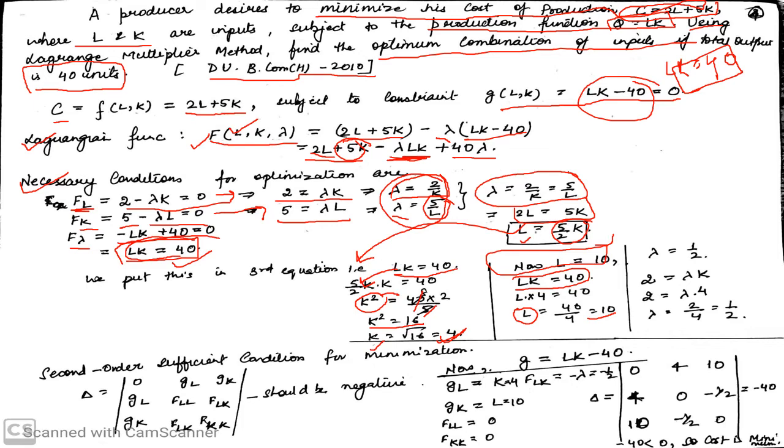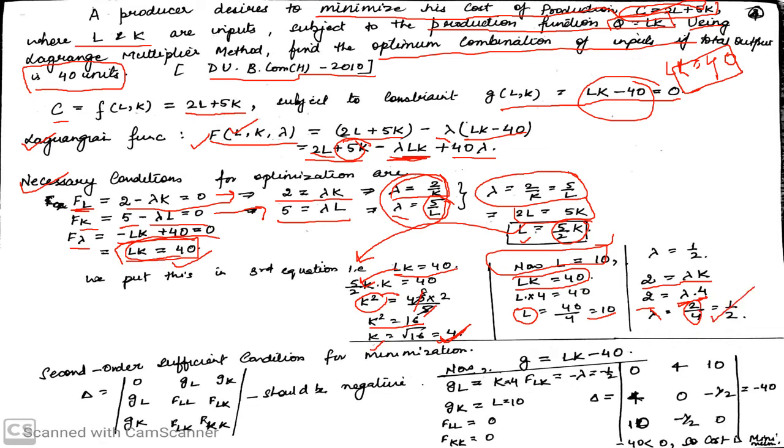We need to find out the value of lambda. From here also, 2 is equal to lambda k. And then k is our 4. 4 डाला हमने, तो lambda की value क्या हो जाएगी? 2 by 4. That comes out to be half.